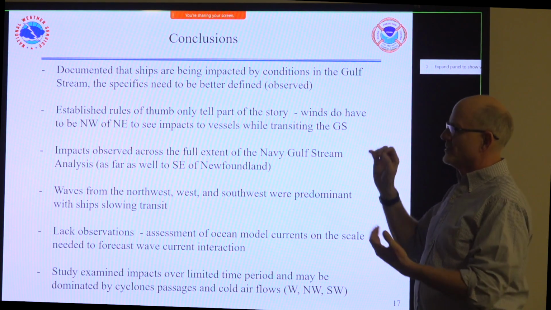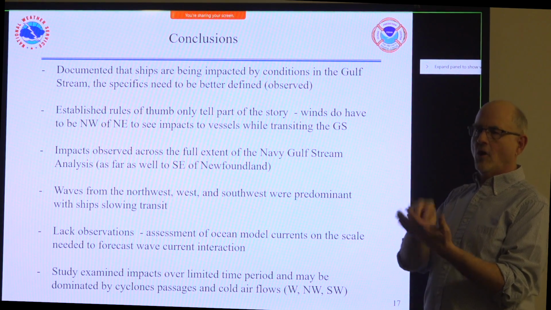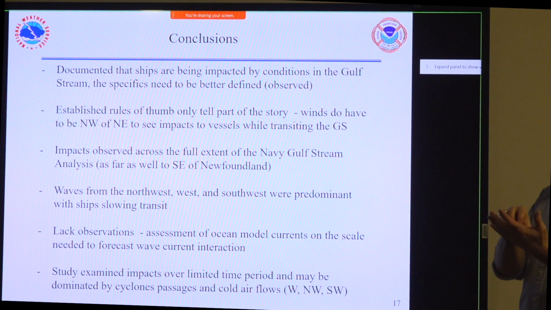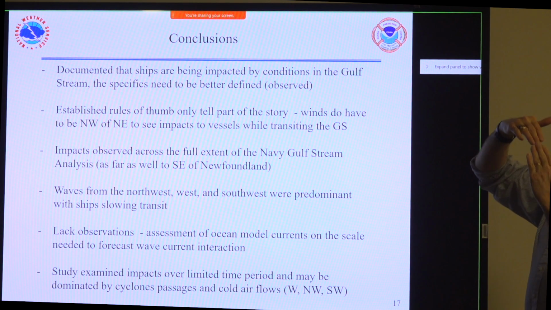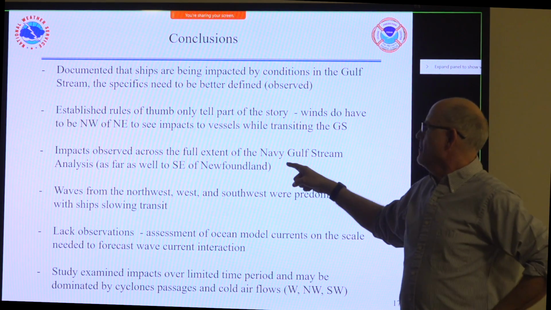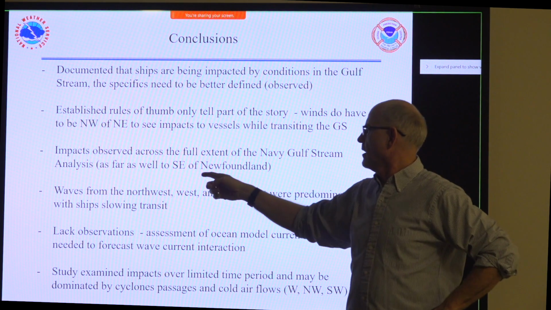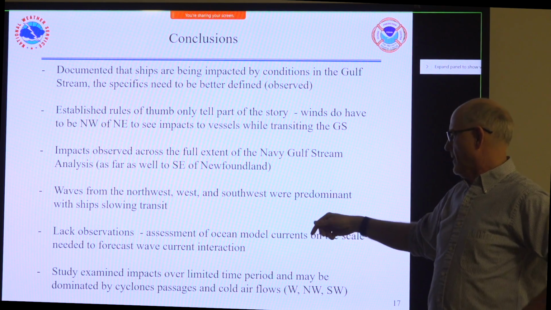And those rules, if you think about it, were established for the Navy op areas off the coast, where you don't get a long southwesterly for a length of time, per se, where you're dominated by northwesterly. And it's also where the thermal gradient and the current gradient is so sharp just off the Virginia Capes and down to the southeast. So, in other words, there's a little bit of a bias in their rules of thumb. Okay? The impacts we saw were across the full extent of the Navy's analysis area and as far to the east as southeast of Newfoundland.